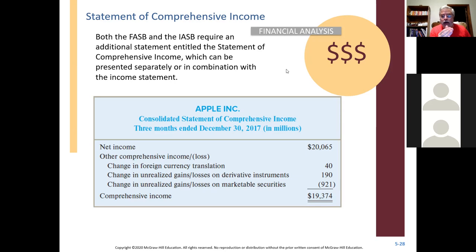Okay? Before I continue, does anyone have any questions on what I discussed regarding this statement? If anyone would like to talk more about comprehensive income, please feel free to communicate with me offline. I'll be more than happy to continue the conversation.